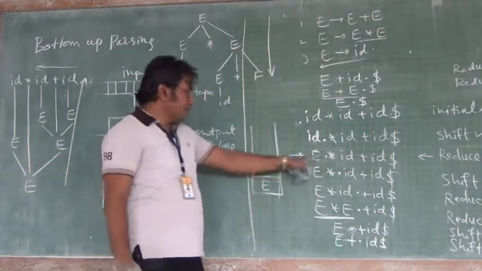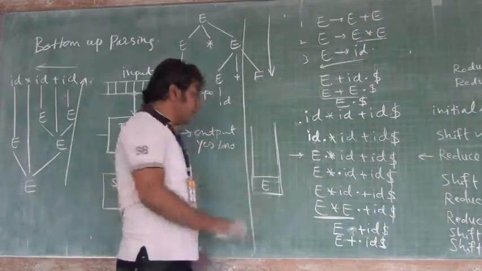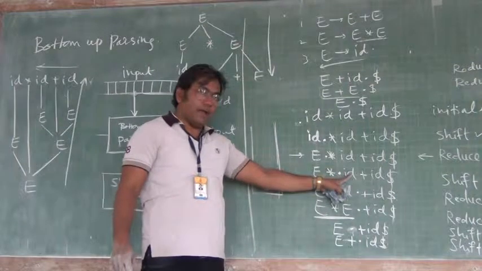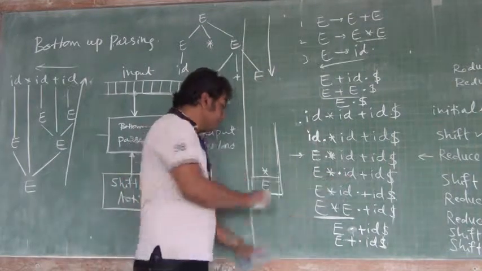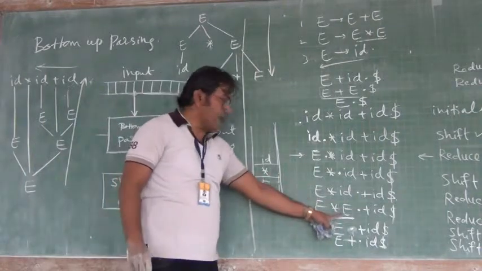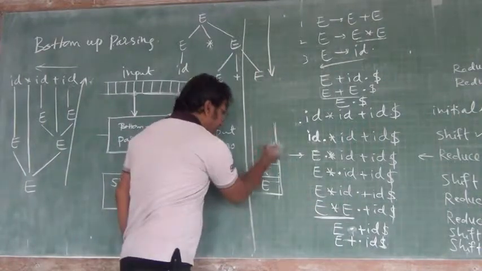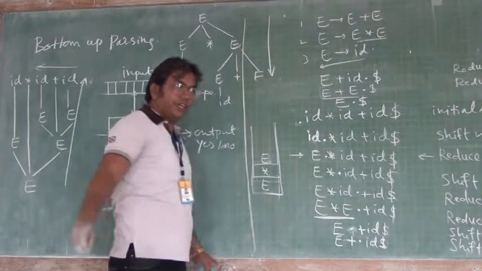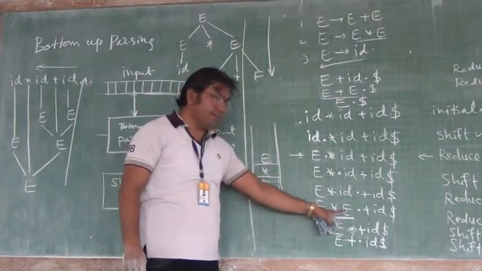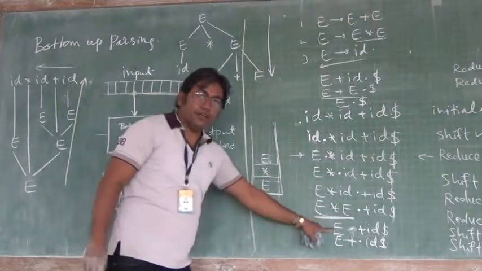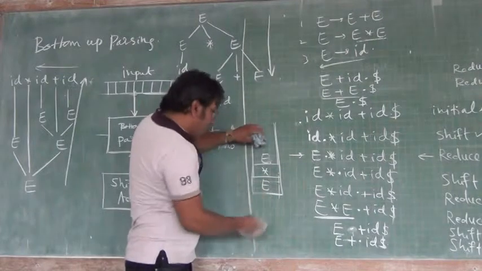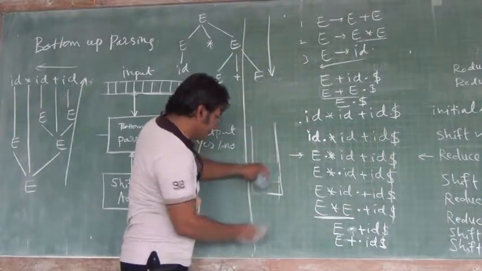Okay. After that, my stack pointer advances, which means I added star. Here I shifted ID. And here I reduced my ID, which means I replaced my ID by E. In this case, I reduced E star E to E. What I did was pop E star E and come up with E only.